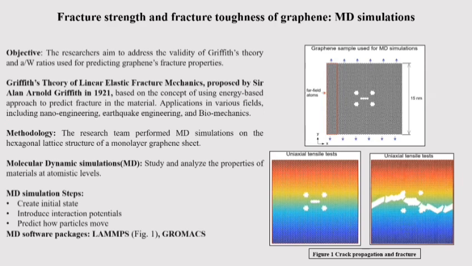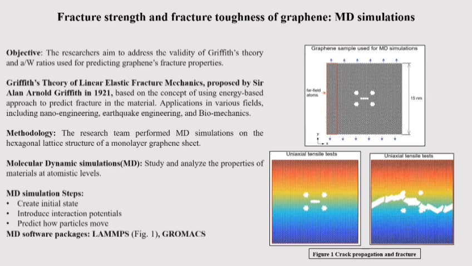This theory, in fact, revolutionized the researchers' understanding of material failure due to cracks and fractures. The theory is based on the concept of using an energy-based approach to predict fracture in the material. To date, the theory has applications in various fields, including nanoengineering, earthquake engineering, biomechanics, and many more.